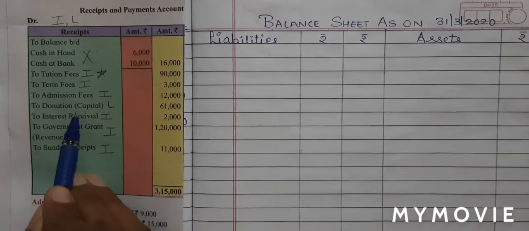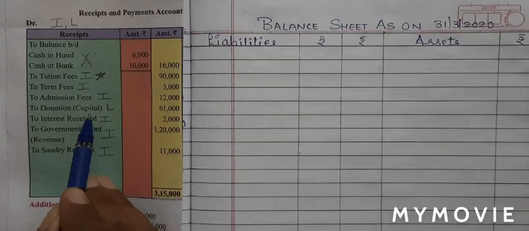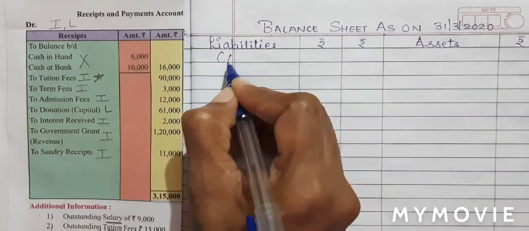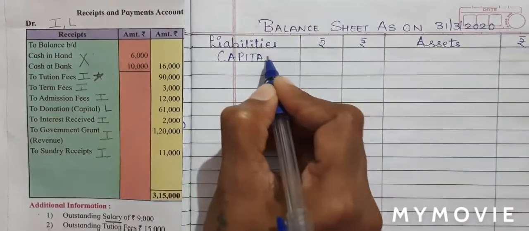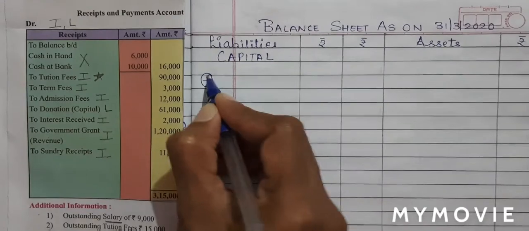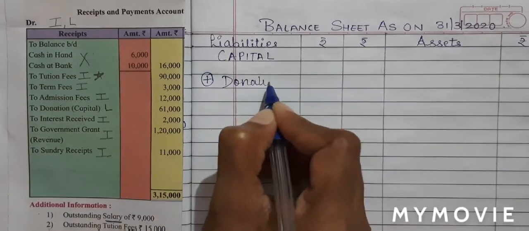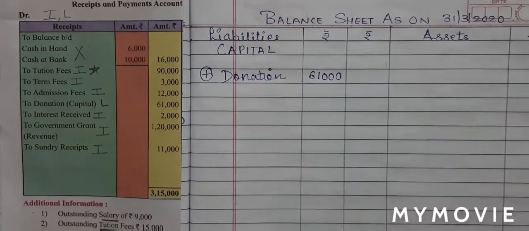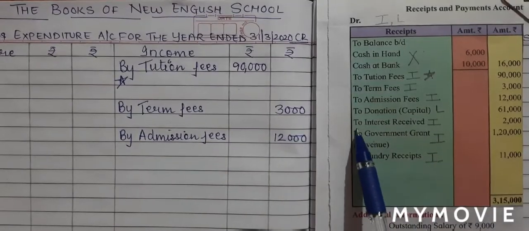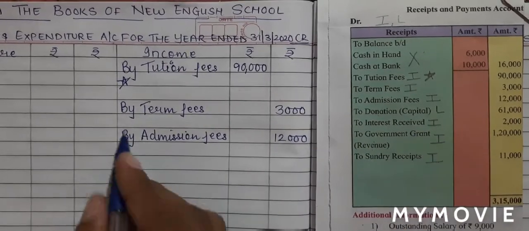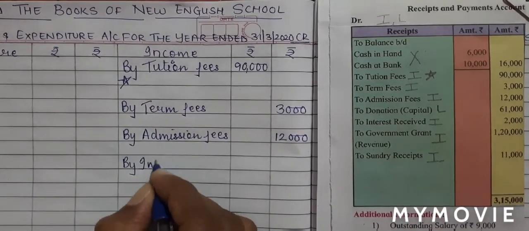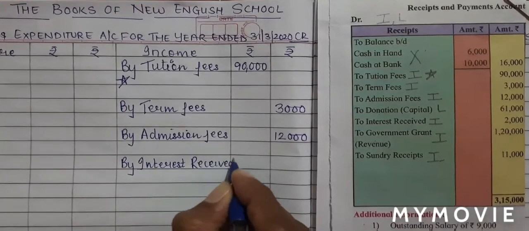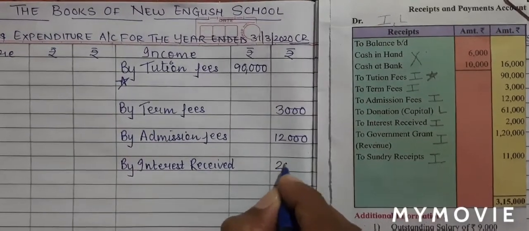Next is donation. In the bracket they have given us capital, which means I'll have to write it on my liability side. But before I write donation, I will give the heading as capital. Then I will add donation to my capital. Amount is 61,000 in the inner column. Next is interest received. On the income side, I'll write by interest received. There is no star. I'll write it in the outer column 2,000.